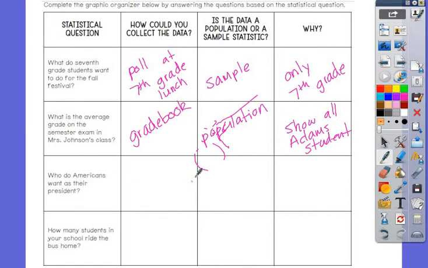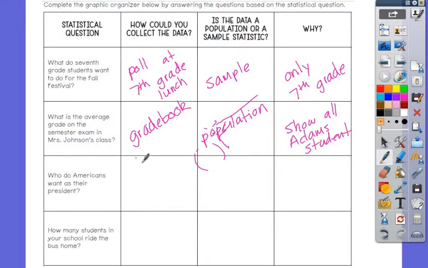Okay, next question says, if we wanted to figure out as a class, who do Americans want as their president? How could we figure that out? By seeing who's president. Vote. How can we take a poll? Vote. You have voting machines?